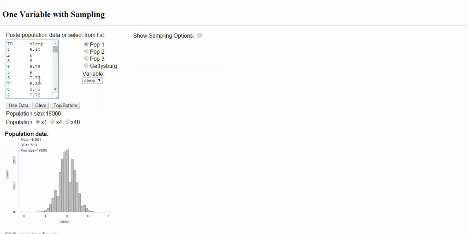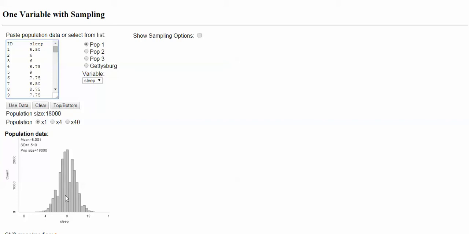And if I added all 18,000 sleep times and divided the total by 18,000, I would get the population mean. In other words, I would get the mean of all population members. And we can see right here that the population mean comes out to 8.001, which is basically 8. And so we can see the population mean of 8 right there. And it makes sense that the population mean is at the center of the population.